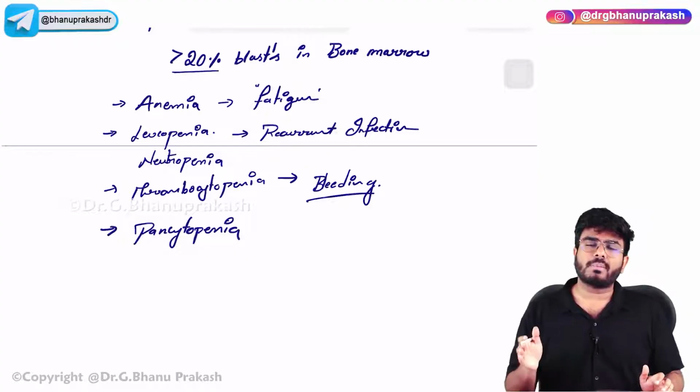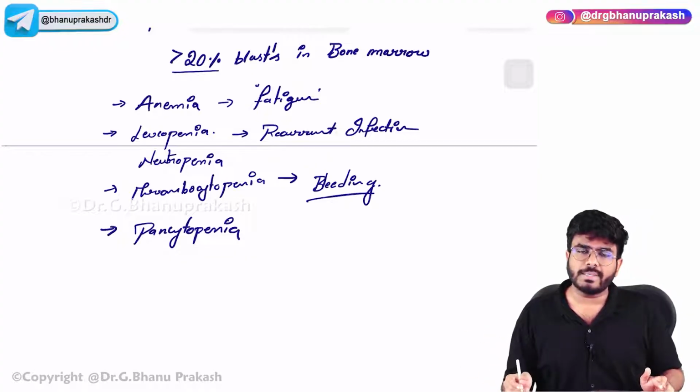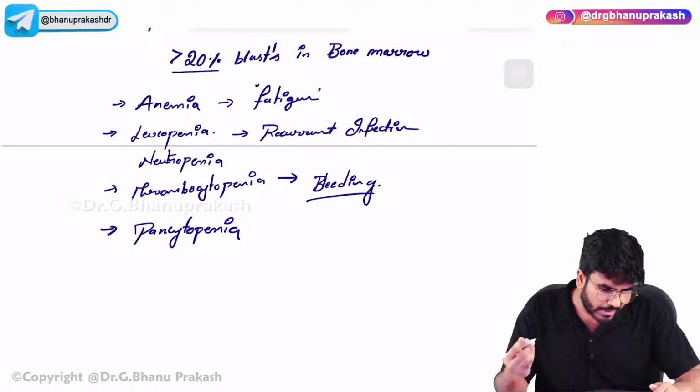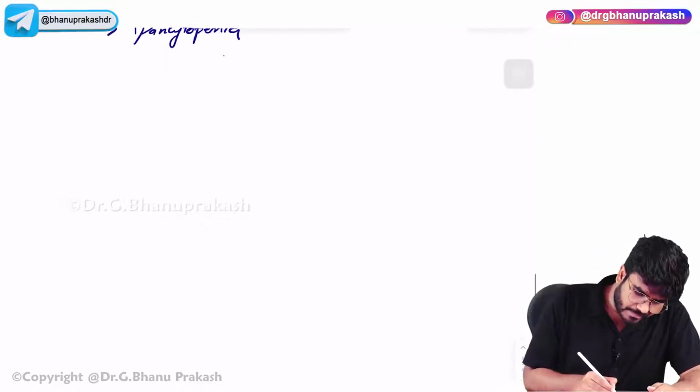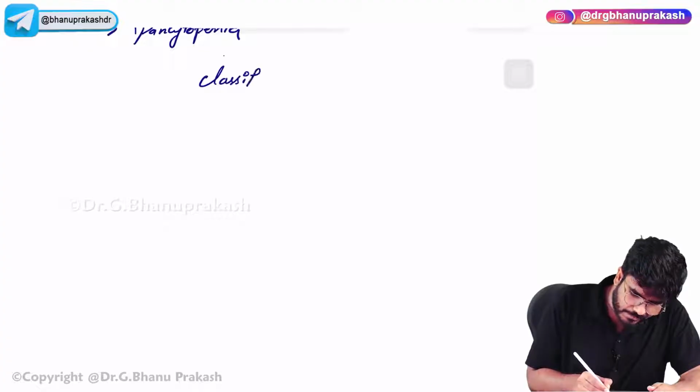Okay, there is pancytopenia. Pan means all. Cytopenias are going to be seen in acute leukemias. Now, the next point which I want you to know is classification. Acute leukemias are classified into how many types?